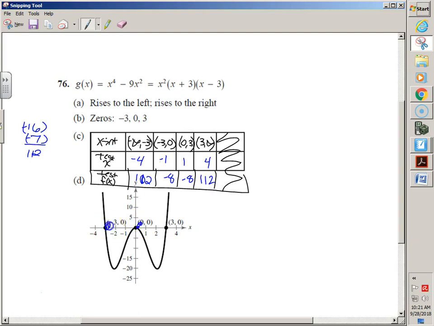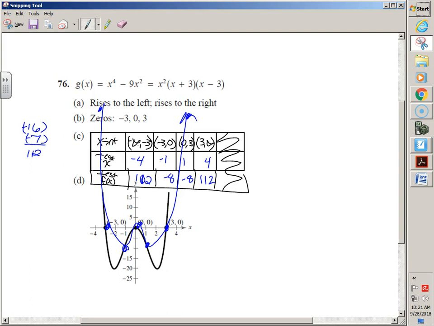I would graph 0, 0, graph -3, 0, graph 3, 0, graph -1, -8-ish, graph 1, -8-ish, graph 4 being super high, graph -4 being super high. And then I would have swooped. There it is. Was I perfect? No. The gist? Yeah.